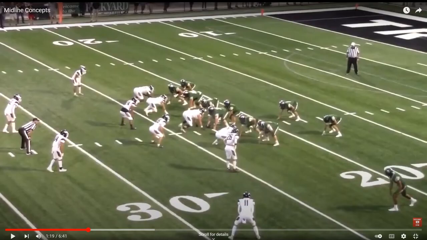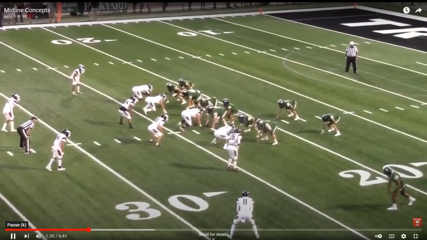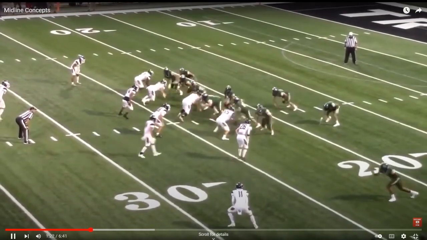The amazing thing is the fake is so good by these two that some of the defense gets caught standing. And we're looking at like a 78, 77-yard touchdown run by the quarterback right here.